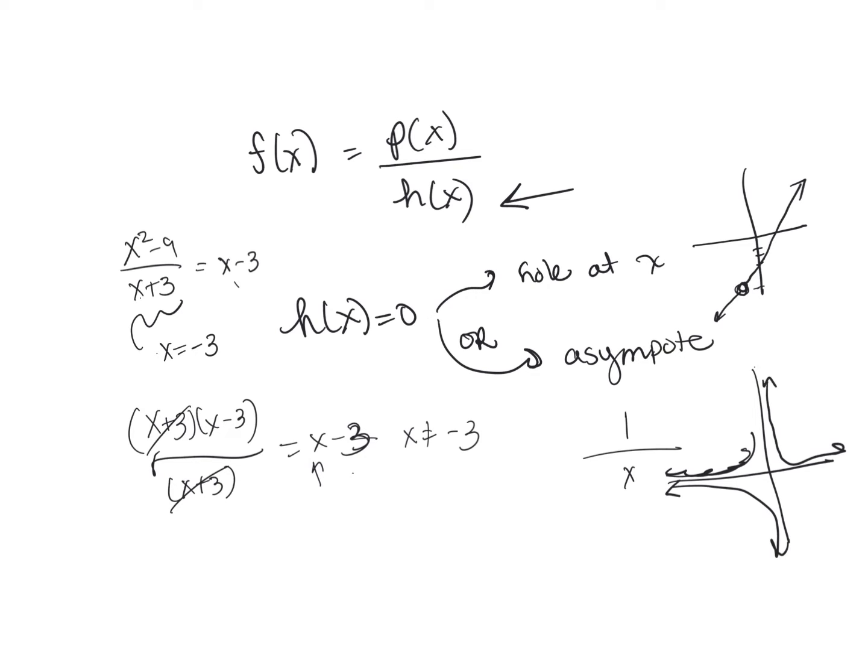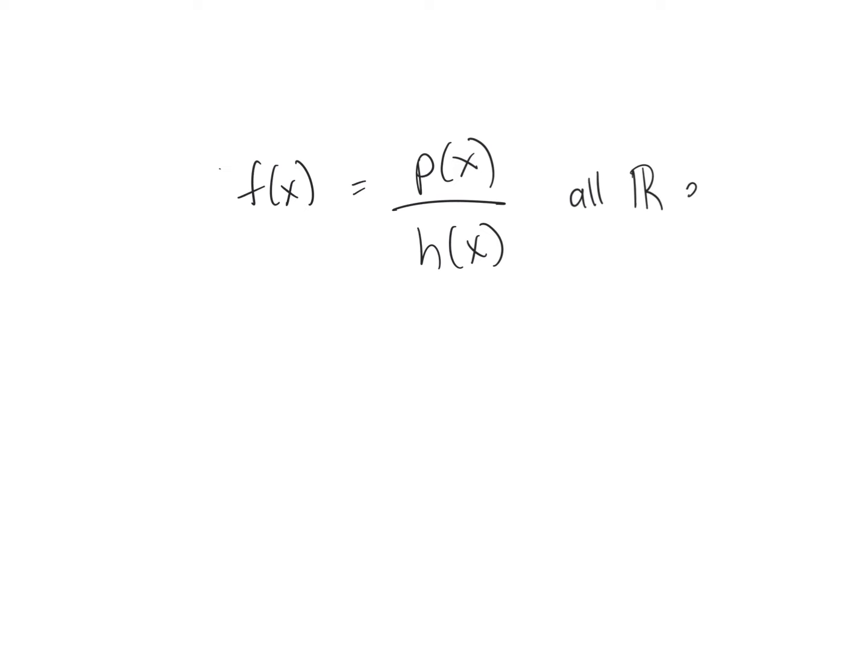You get to this spot, and it will get close to this line, x equals 0, but it will never actually touch x equals 0. So the domain of these functions is generally all real numbers except where h of x equals 0. Then those x's are excluded from your domain.